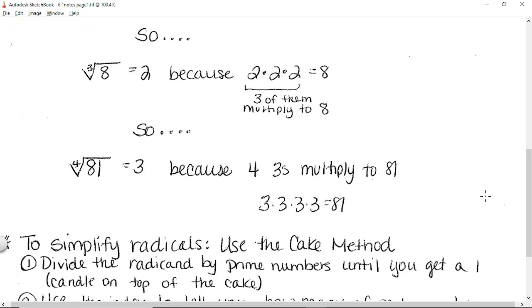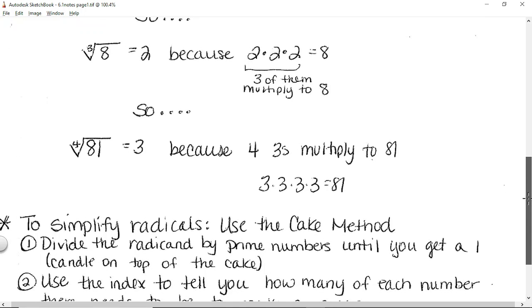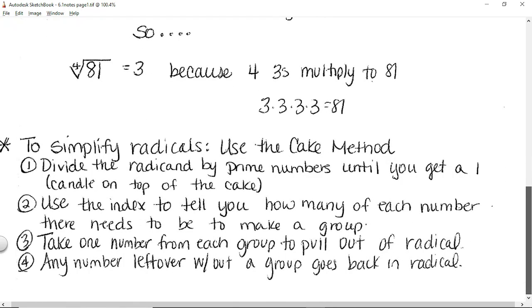So to simplify radicals, we use the cake method. And here it is. And we did this back in chapter 4, as I said, when we were simplifying radicals to get ready to work with the quadratic formula. Step 1, divide the radicand by prime numbers until you get a 1. That's a candle on top of the cake. So you keep dividing by prime numbers, then the answer is divided by a prime number, and then that answer is divided by a prime number, and so on until you just get to 1.